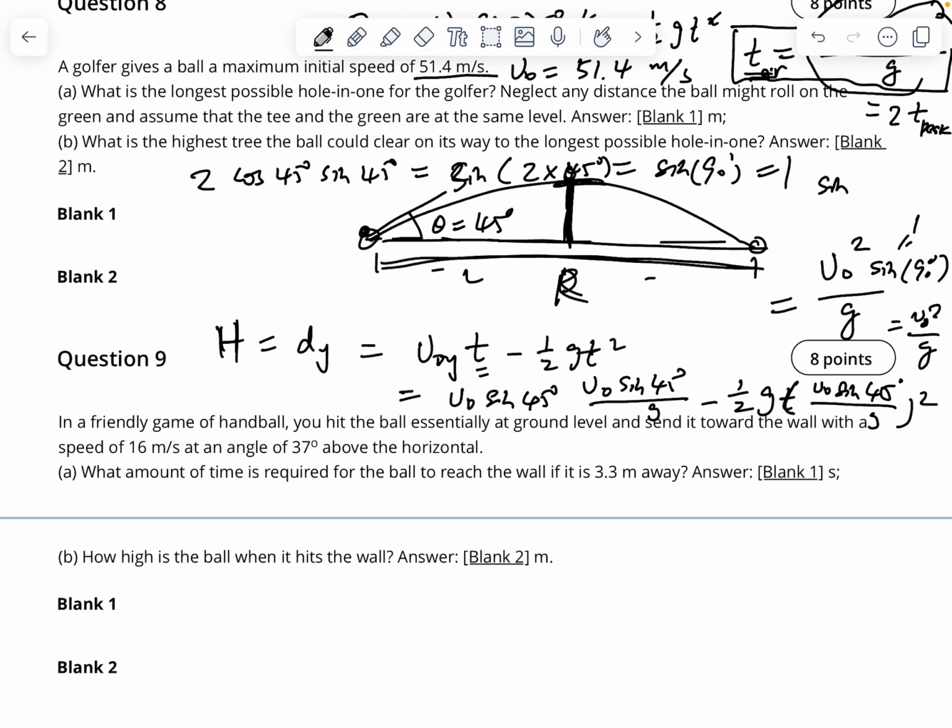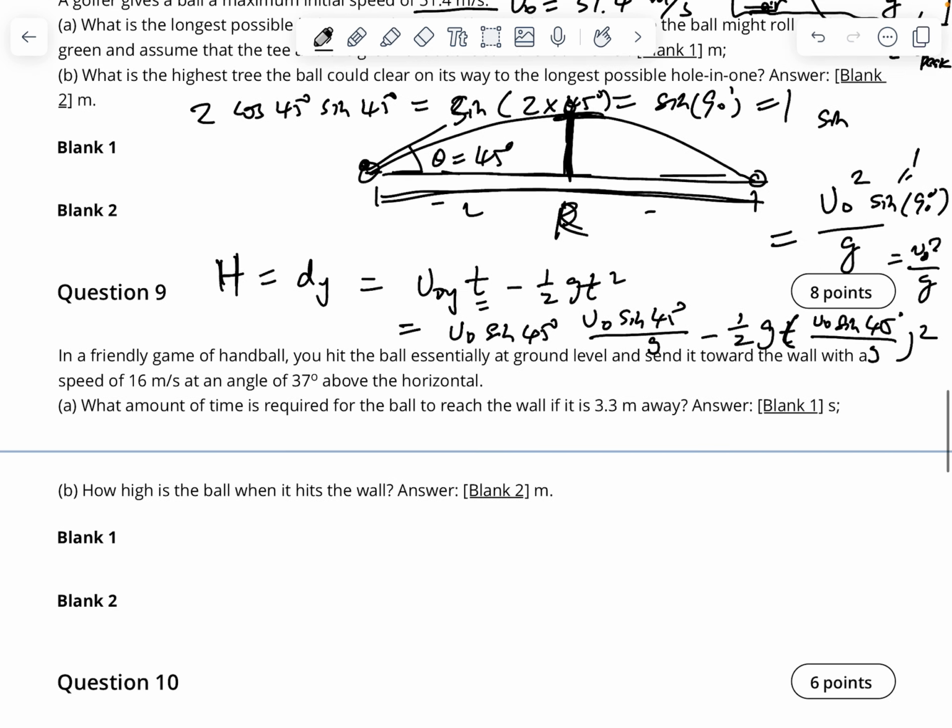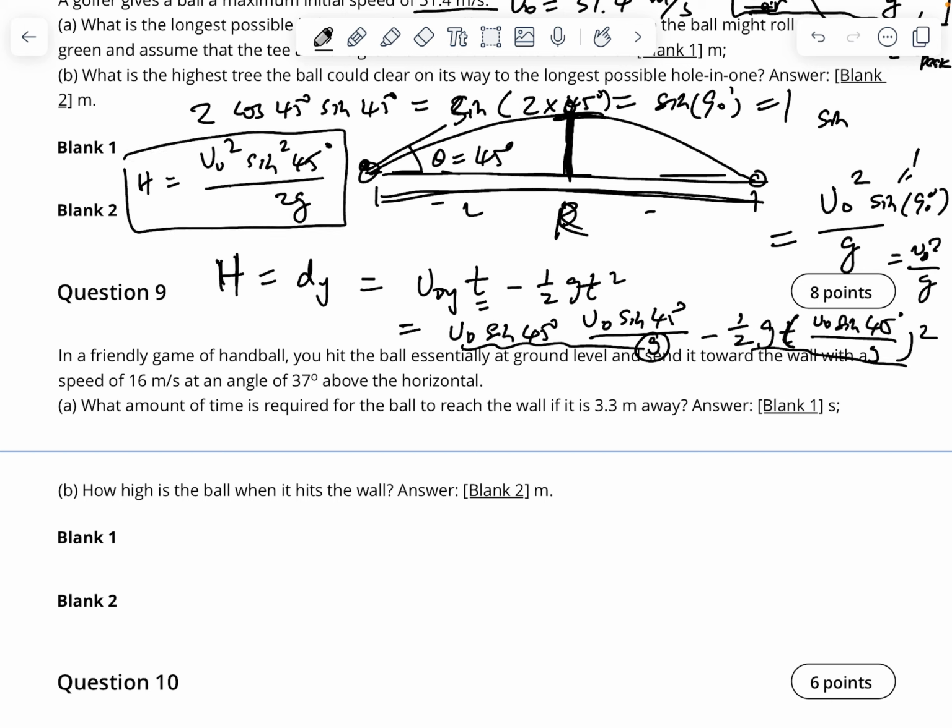the height, right? So the height equals, if you look at this and this, the height will be v naught squared sine 45 squared, divided by g, and you have 1 over 2g, right? So basically you end up with 2g here. Okay, so this is the equation for the height, how high it can go.